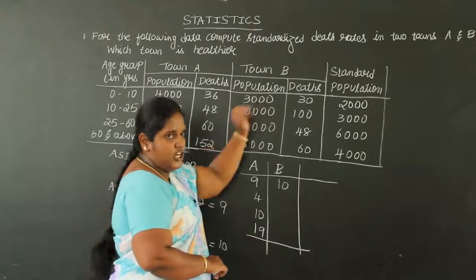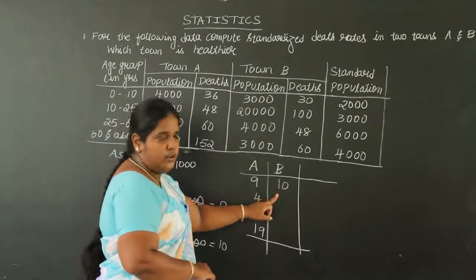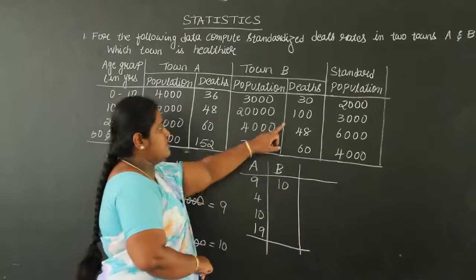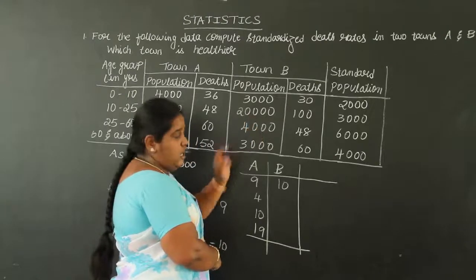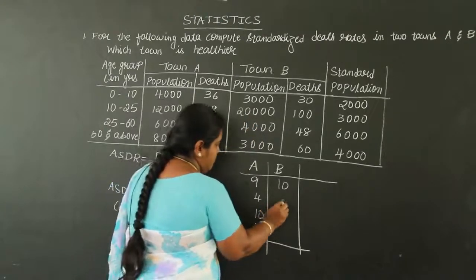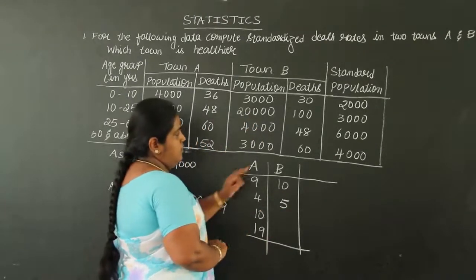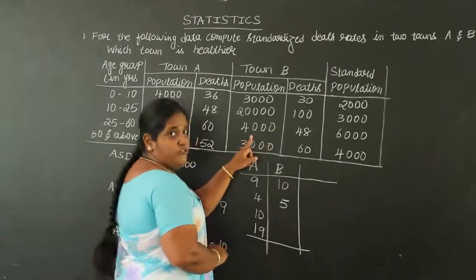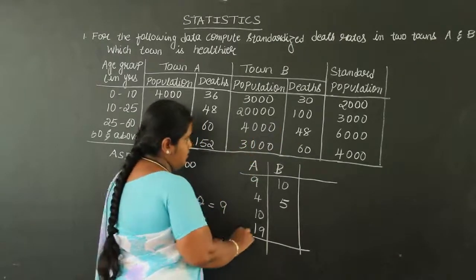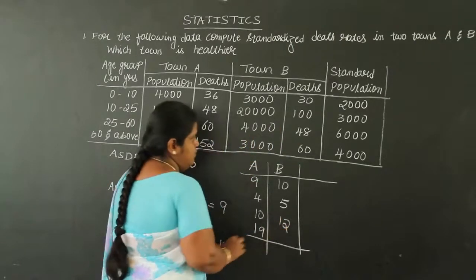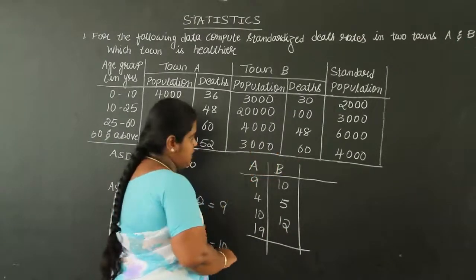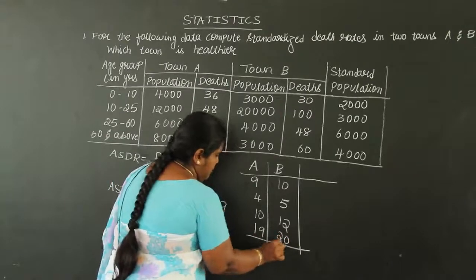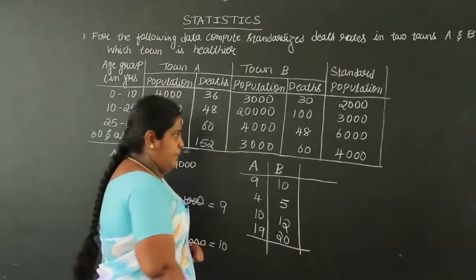Similarly, we'll do it for town B. So first value we have already calculated. Next, for the second age group, it is 100 divided by 20,000 into 1000, we'll get 5. Next 48 divided by 4000 into 1000, it is 12. And the last one 60 divided by 3000 into 1000, 20. So we have A and B.